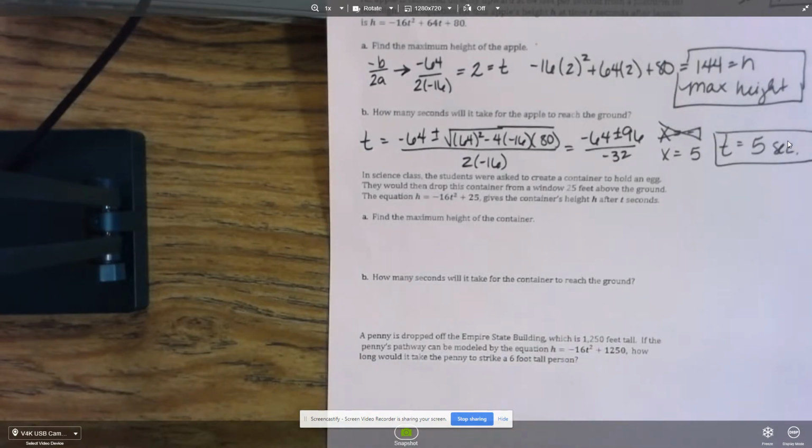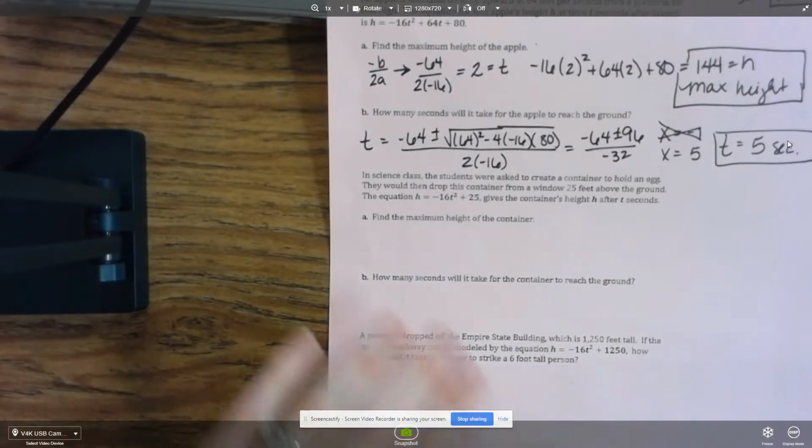All right, in science class, the students were asked to create a container to hold an egg. They would then drop this container from a window 25 feet above the ground. The equation, h equals negative 16t squared plus 25, gives the container's height, h, after t seconds.